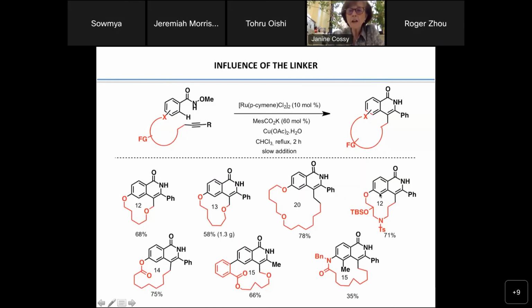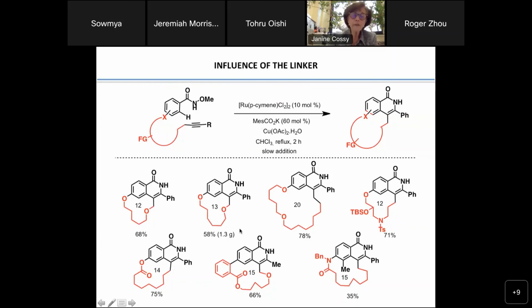You can have an oxygen or a nitrogen, which is protected here. You can have a 12-member ring. You can have an ester with an oxygen. You can have a 14 and a 15-member ring, or you can have an amide here. And we can have the formation of this macrocyclic compound, which is a 15-member ring. Here, the yield is not really good because the starting material is not really soluble under this condition.